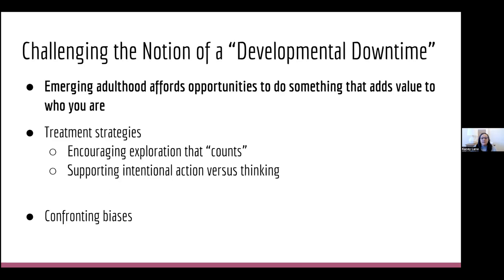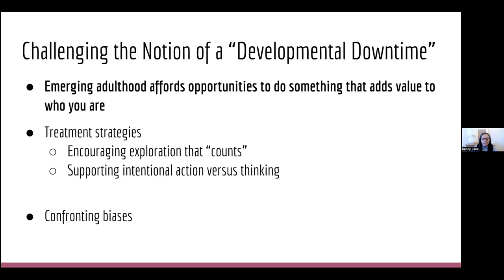So what I hope you take away in terms of thinking about treatment, both for you and for your clients, is that the time during emerging adulthood is an opportunity to do something that adds value to who you are. This is really something that Jay highlighted in her book. Emerging adults can be making choices that are investments in who they want to be and what they want to do next, even if they're not there yet.